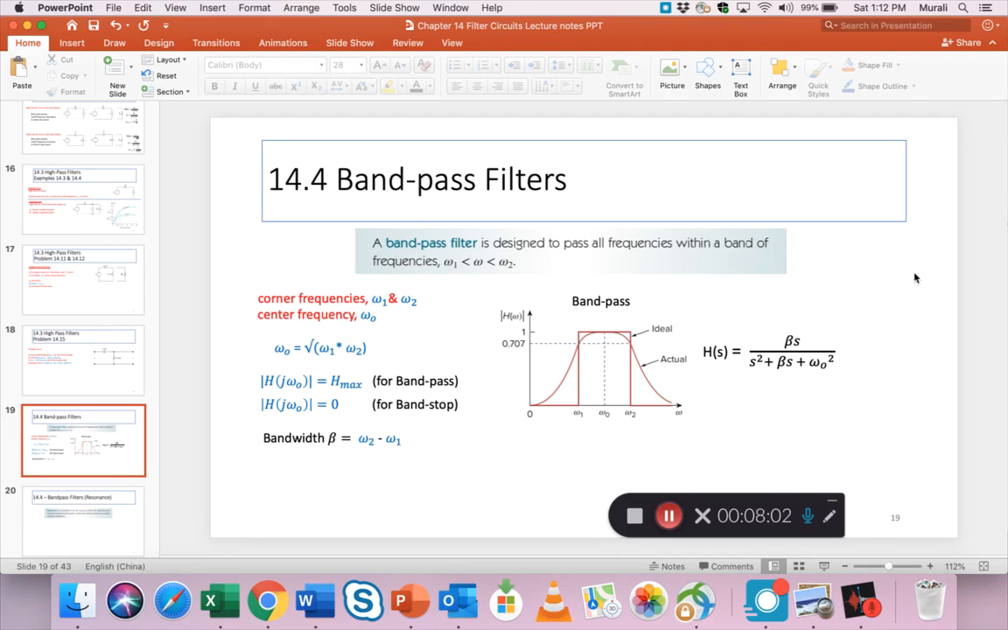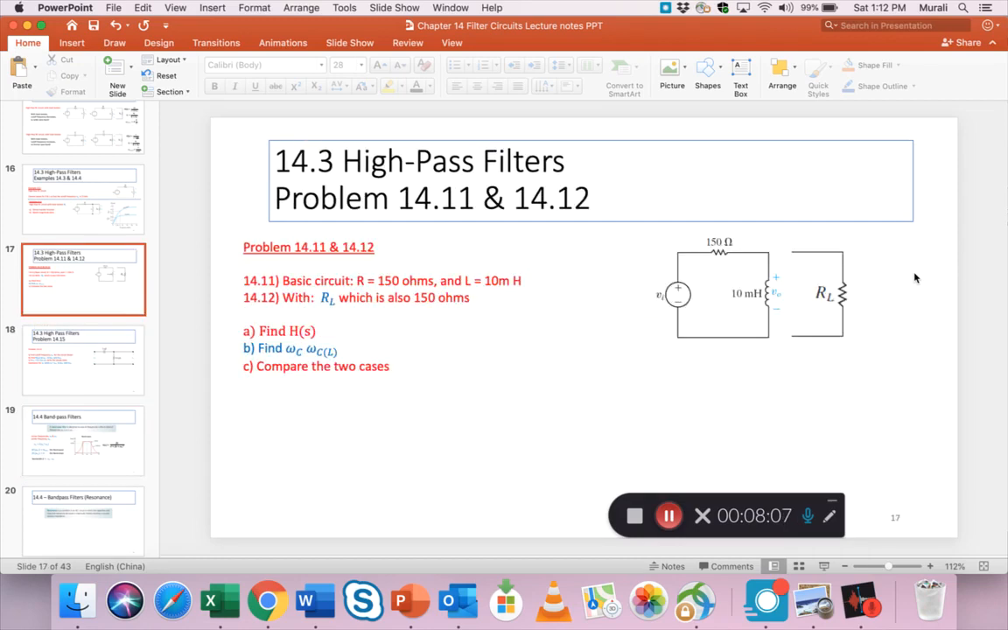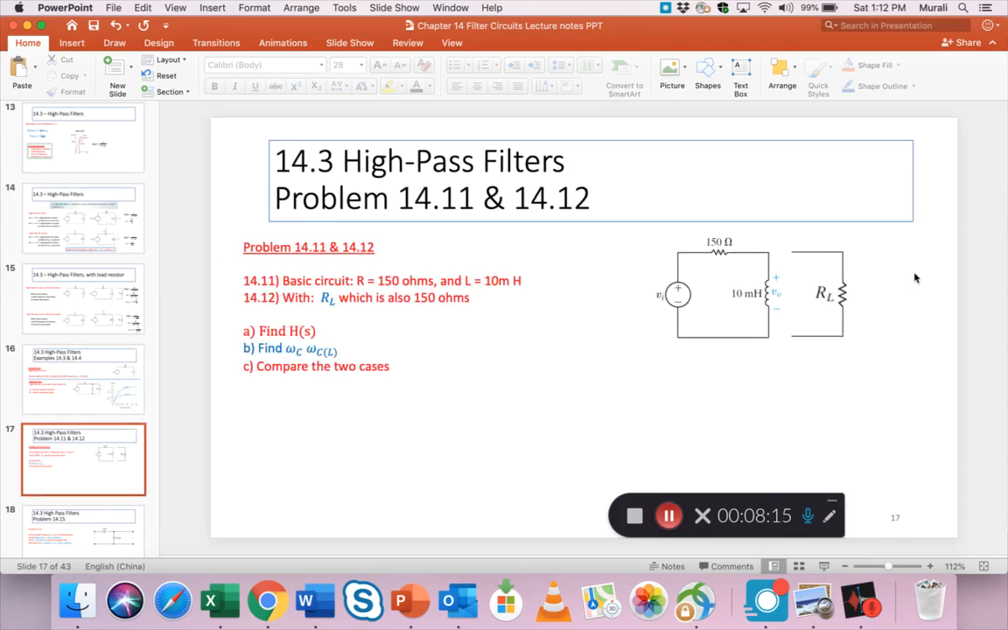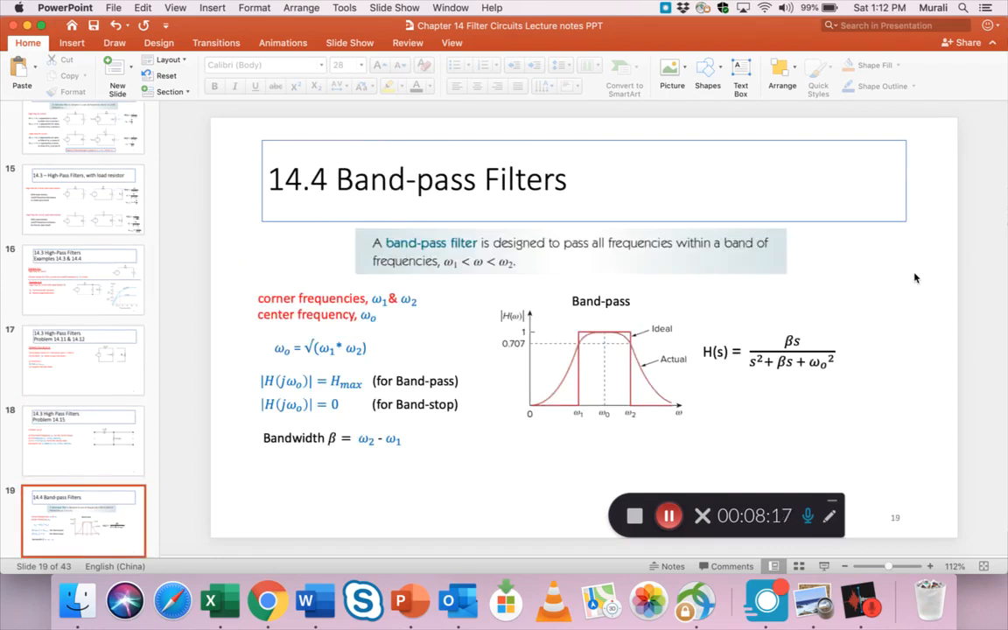So bandwidth is a new concept, right? I don't know if we called the previous cases bandwidth. No, I don't think we ever used the word bandwidth previously. So just remember now, you're introduced to a new term. Bandwidth is the width of the frequency range between omega 1 and omega 2.